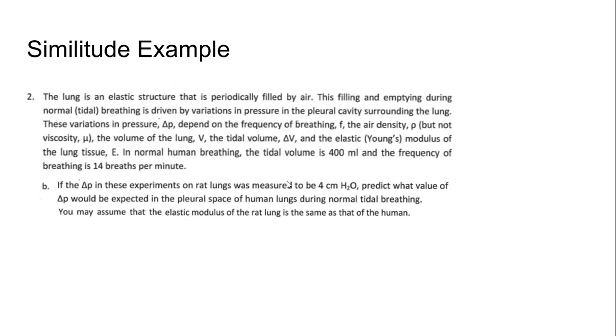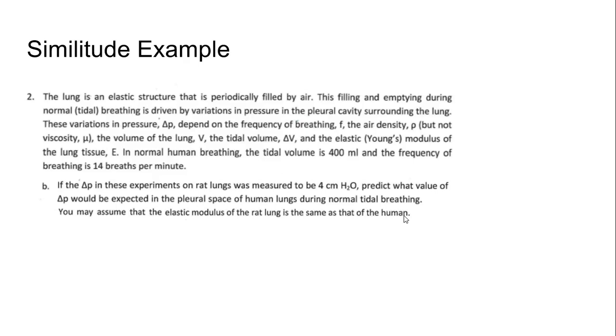You're doing an experiment on the model, and then you're trying to figure out what it's going to be in the human, right? So you're told that if the pressure drop in the experiments on rat lungs was measured to be 4 centimeters of H2O, predict the value of delta P when you're going to do this experiment in the pleural space of human lungs, right? And we're told another important thing here as well, that you may assume that the elastic modulus of the rat lung is the same as that of the human, right? That may not necessarily be true, but just for the sake of this problem, we're told that that's true.